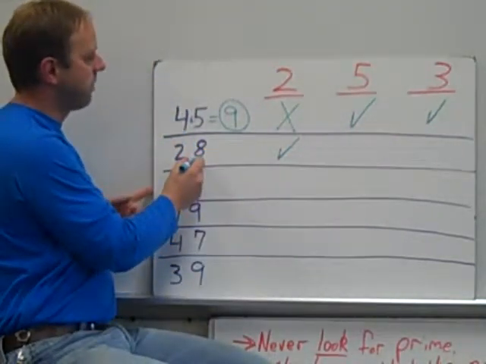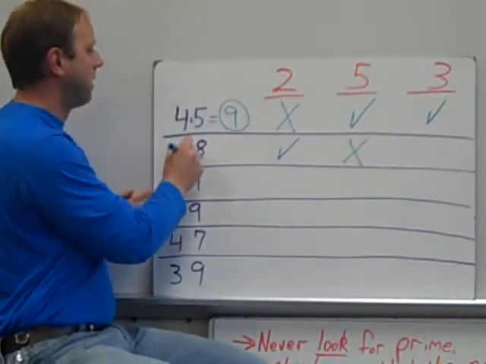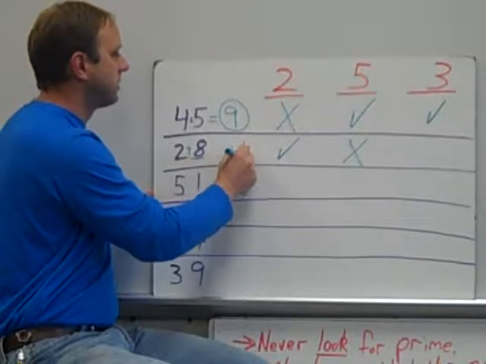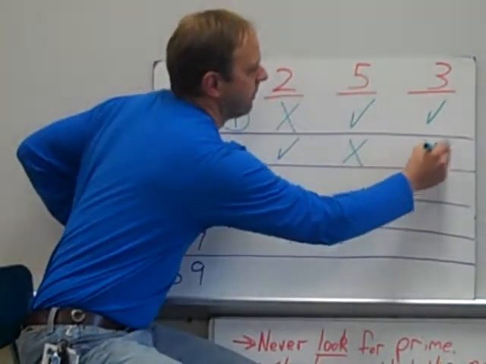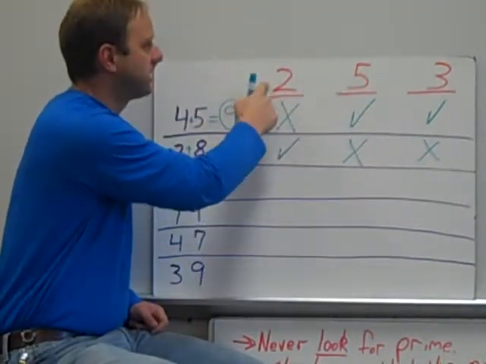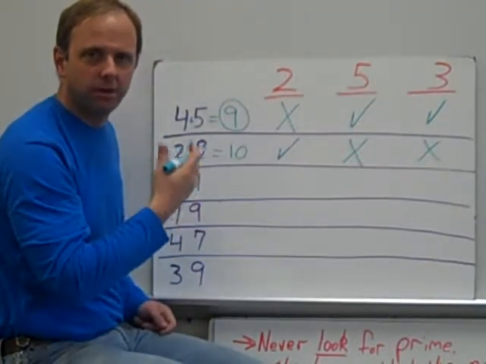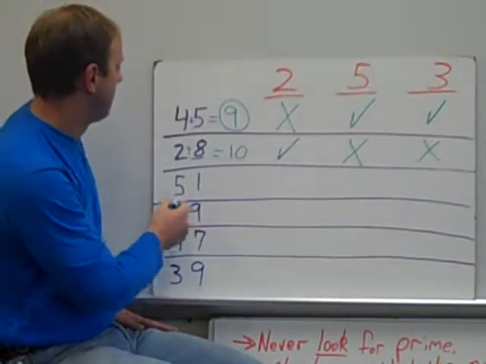There's not a 0 or a 5 in the ones place, so that is not a factor. 2 plus 8 equals 10. 10 is not a multiple of 3. However, because one of these proves that this is a factor, I now know I have 3 factors. It's composite.